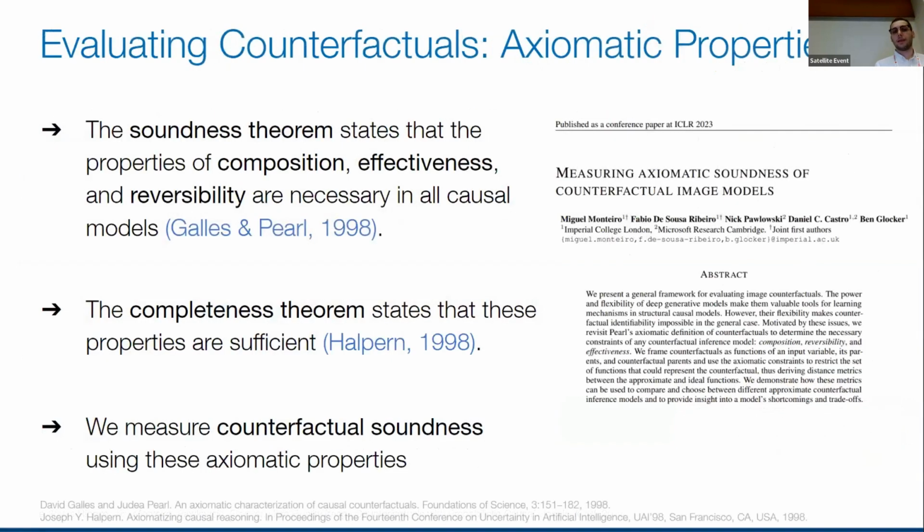Okay, so how do we actually evaluate counterfactuals? There's these two theorems that we used in our paper to come up with some metrics for evaluating counterfactuals. The first one says that there's 3 axioms called composition, effectiveness, and reversibility, which are necessary in all causal models. And the completeness theorem states that these properties are sufficient. So we figure out a way to use these counterfactual soundness metrics to measure how well we're doing with our counterfactual inference model.